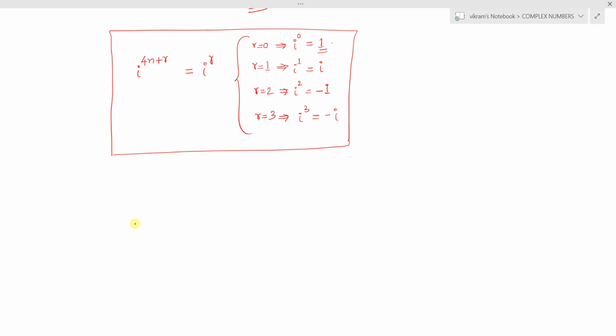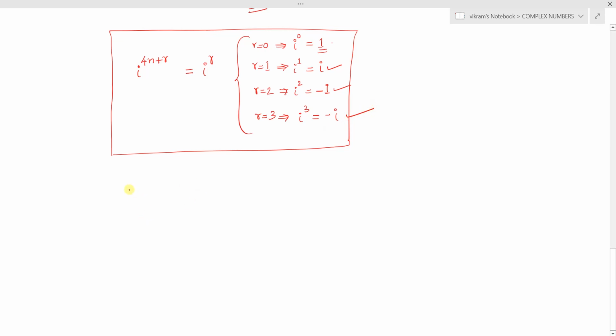So if the remainder is 0, you need to replace that value with 1. If the remainder is 1, the value is iota. If the remainder is 2, then it is -1. If the remainder is 3, you will get it as -i.